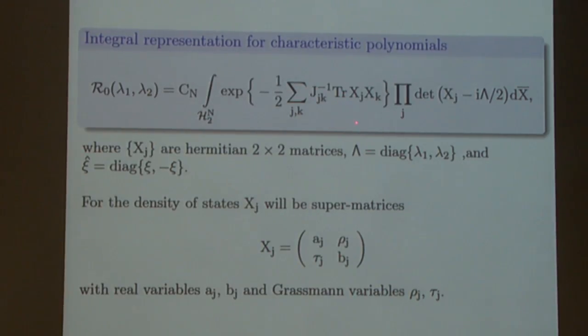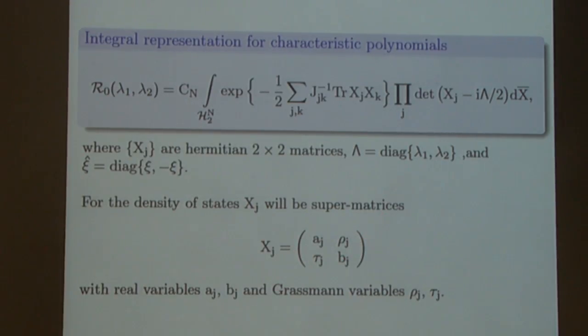Actually, for the density of states and for the generalized correlation function, you get something which looks very similar. The only difference is that instead of usual 2 by 2 Hermitian matrices x, you obtain something called super matrices. For the density of states, you have just 2 by 2 super matrices, which means that you have matrices like that. Aj here is the usual complex variable, and rho j and tau j are Grassmann variables, so they are anti-commuting variables. And instead of trace and determinant, you have the so-called super trace and super determinant. On this set of super matrices, you can define all kinds of linear algebra, and you have the same properties that you have with the usual trace and determinant. So everything will be very similar, except that you have super matrices instead of usual matrices.